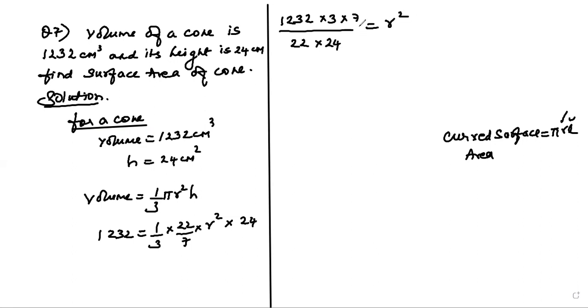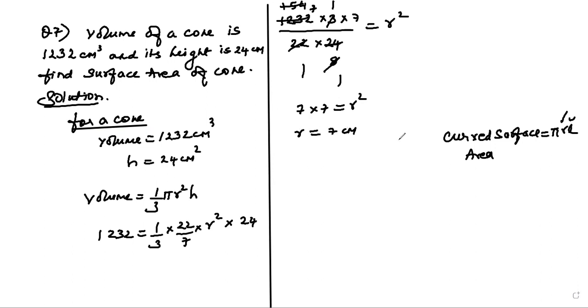Now it gets very easy, children. 3 one time, 3 8 times 24. 8 one time 43. 8 fives are 40. 32. 8 fours are 32. This 22 ones are 22, 22 sevens are. So what is left? 7 into 7. So 7 into 7 equal r square. So r equals 7 centimeter.